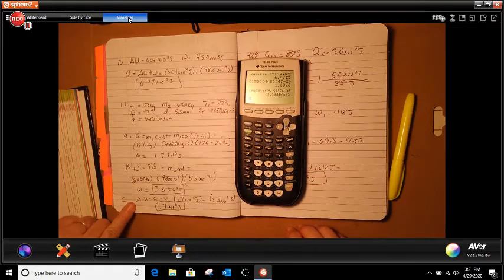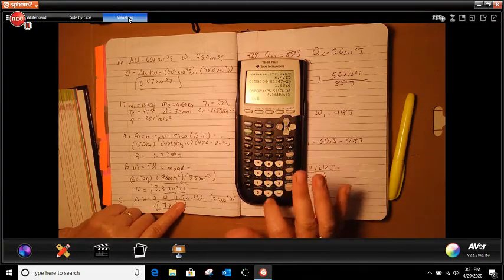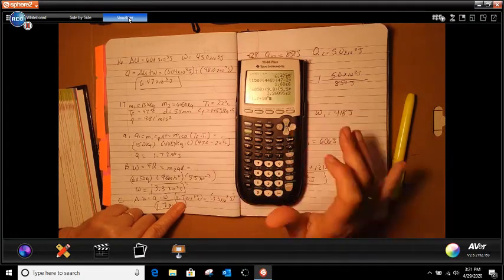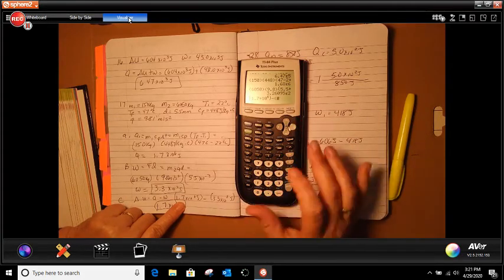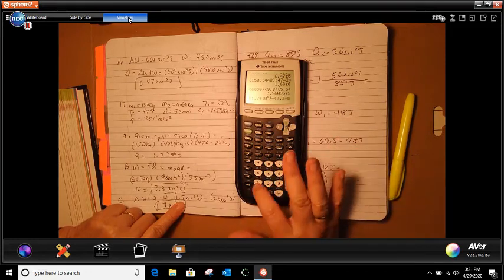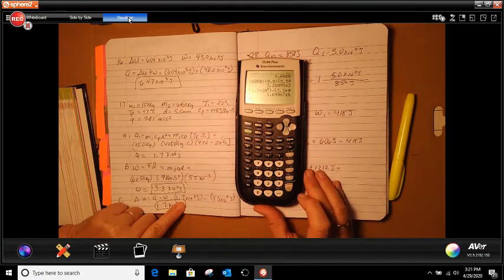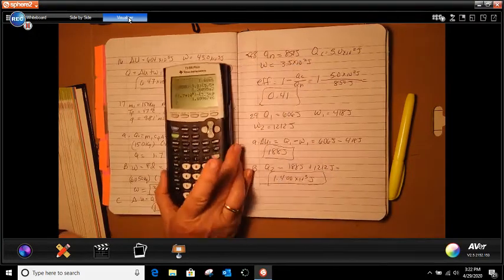C says, how great is the change in the rod's internal energy? Does the rod's internal energy increase or decrease? So we're going to do 1.7 times 10 caret 6, and we're going to subtract 3.3 times 10 caret 2. And we get 1.69 times 10 to the 6th, which I rounded up to 1.7 times 10 to the 6th.